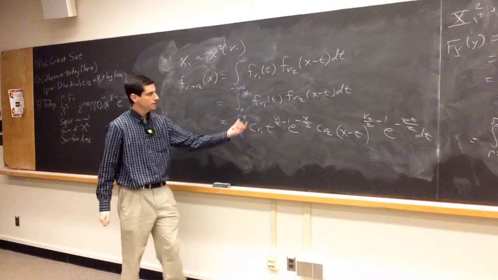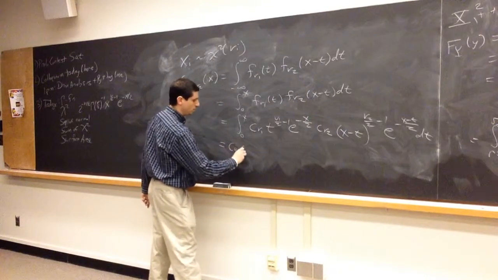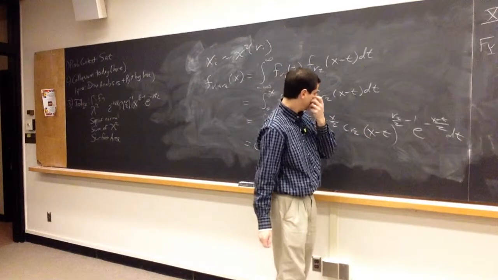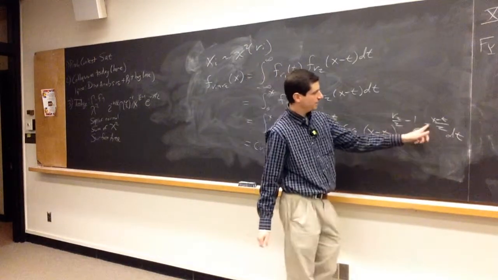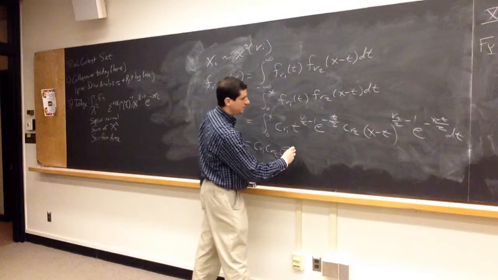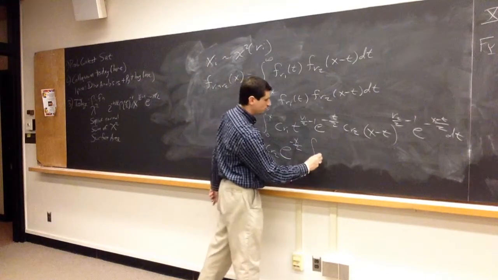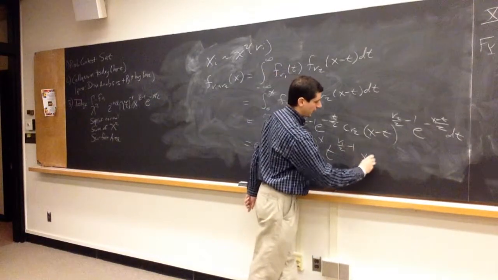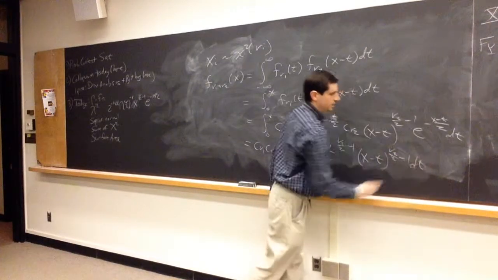So I'm just plugging in the densities of the chi-squareds. I can pull out the normalization constants c nu 1, c nu 2. I have e to the negative t halves. I'm sorry, this should be e to the negative t halves, sorry. And then over here I have a plus e to the t halves. Those cancel. I pull out an e to the negative x over 2. And I'm left with an integral from 0 to x of t to the nu 1 over 2 minus 1, x minus t to the nu 2 over 2 minus 1 dt.